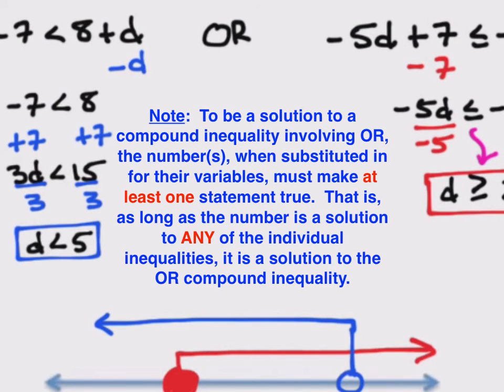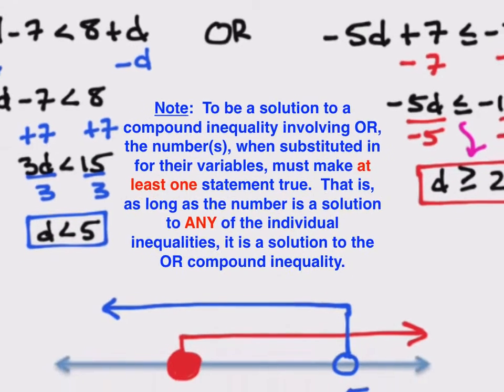Now, to be a solution to a compound inequality involving or, the number doesn't have to make all of the statements true. The number, when substituted in for its variable, must make at least one statement true. That is, the number must be a solution to any one of the individual inequalities in order to be a solution to the compound inequalities. So, let's take a look at the number line.